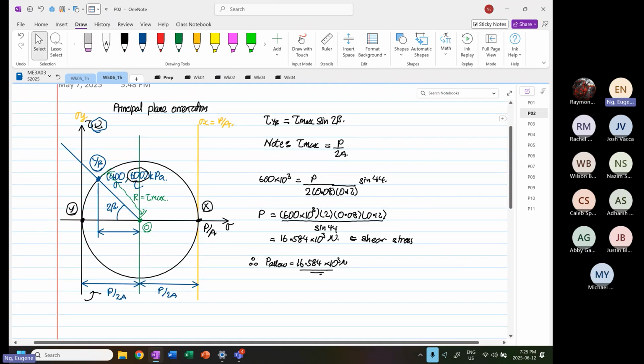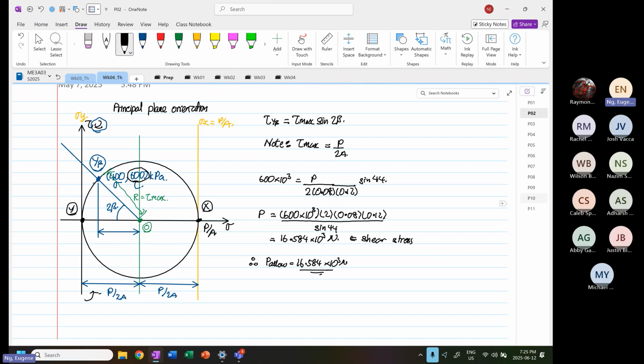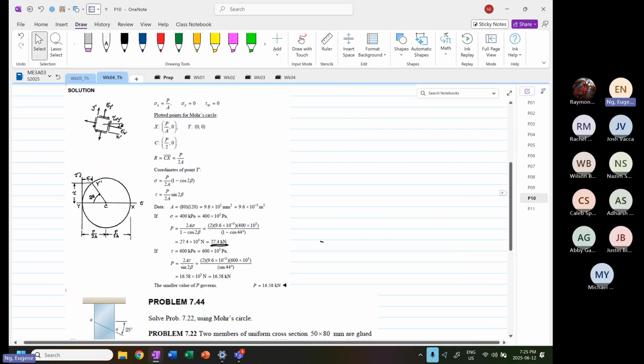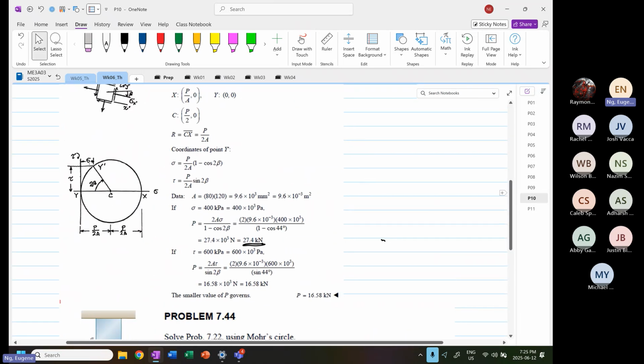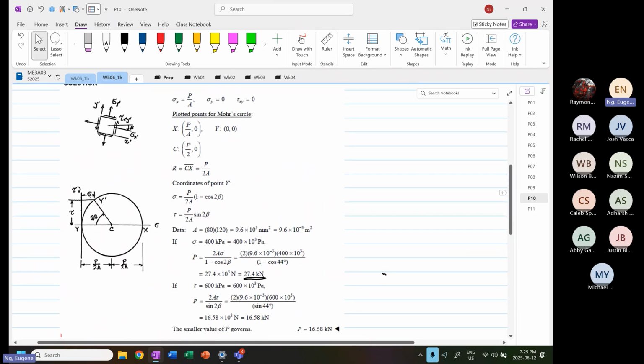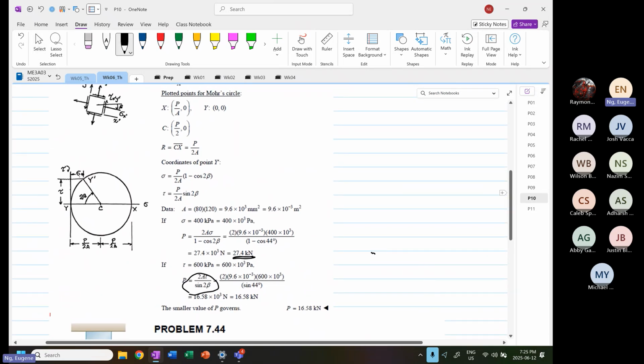So if you look at this, it's so much more straightforward solving this by using Mohr circle. The most important thing is you have to be capable of identifying where this point is. If you look at the solution manual, it does the same thing, very similar stuff that we have done. The equations are the same equations.